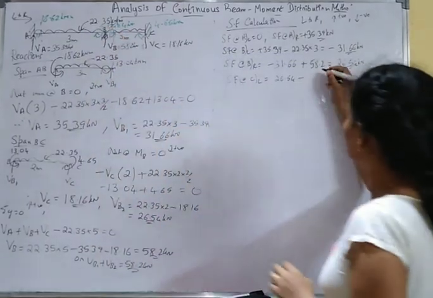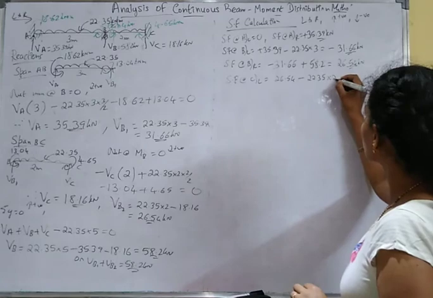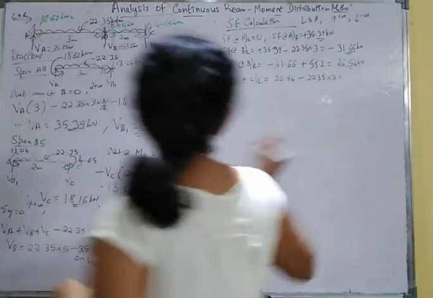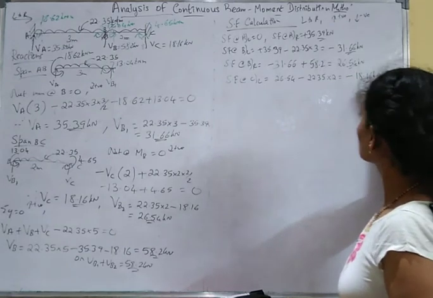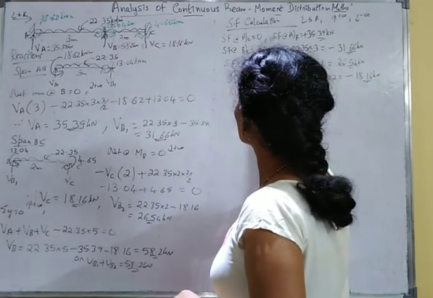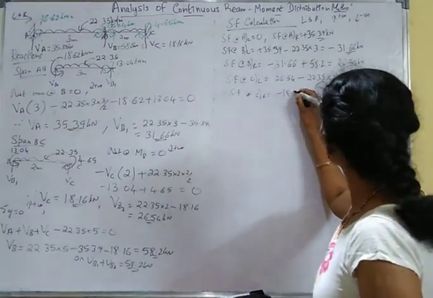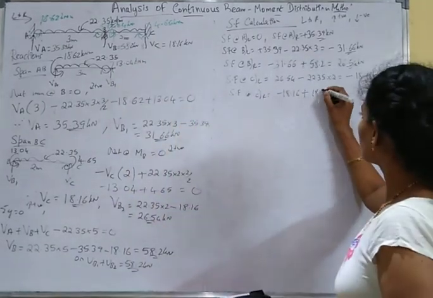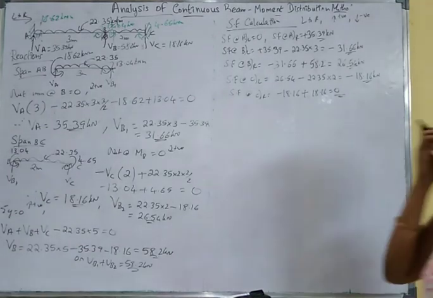Then consider that UDL, that is minus 22.35 into 2, you will have minus 18.16. Therefore, shear force at right of C, so minus 18.16 plus 18.16, which is equal to 0. So this is your shear force calculation.